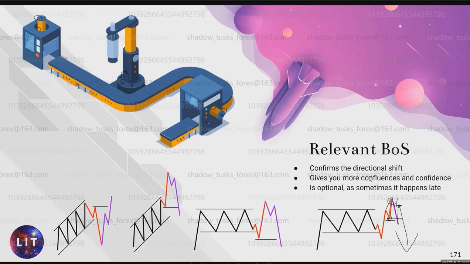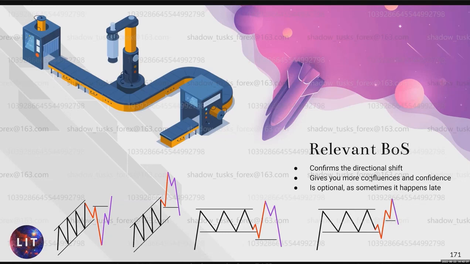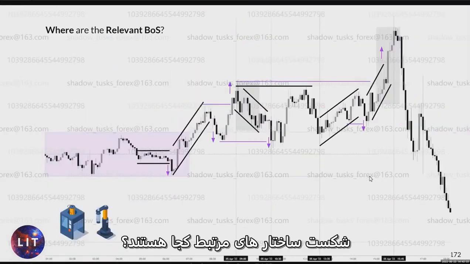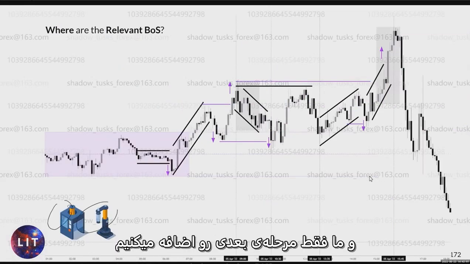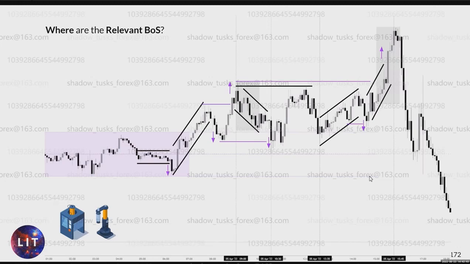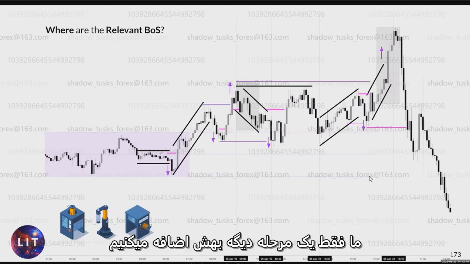Okay. But again, I will show you in charts, and you will even see in charts it's even more obvious than in illustrations. Okay, so let's dig into it. So where are the relevant market structure breaks or breaks of structure? Okay, and again, as you can see, we have our factory going on, and we're just adding the next step. Boom. Okay, so as you can see, everything stays the same. We're just adding one more step.